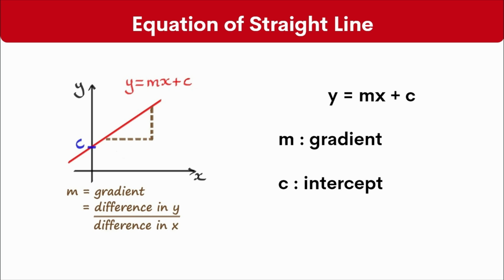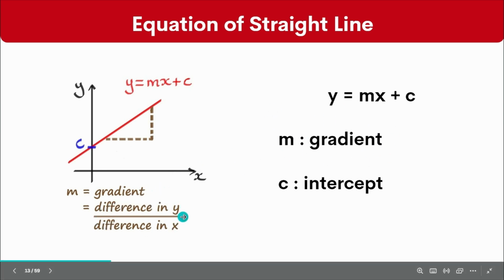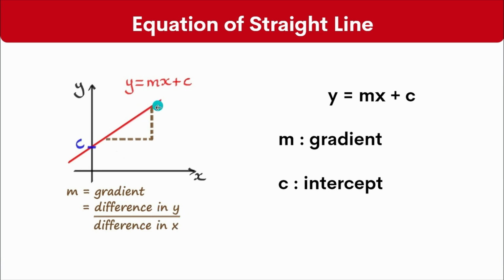When you talk about a straight line, you would have learned this term: y equals mx plus c. So your new y value is going to be mx plus c. What is m here? m is the gradient. Gradient means the difference in y divided by the difference in x. If you have a straight line with 2 points, the difference in x is x2 minus x1, and the difference in y is y2 minus y1. When you divide these, you get the value of m. And c is the intercept.